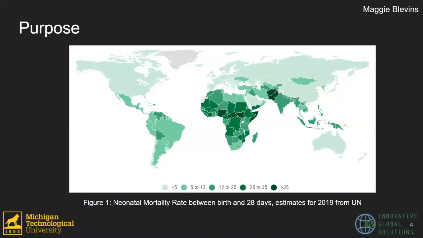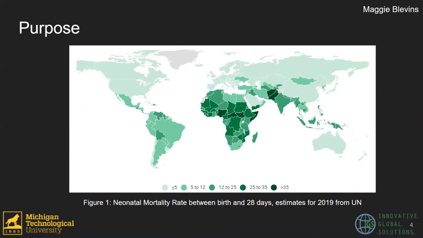In 2019, approximately 2.4 million children died within the first month of life. The highest risk areas of infant mortality are in sub-Saharan Africa, where it is 10 times more likely for an infant to die in the first month than in comparison to a high-income country. Figure 1 shows where the highest neonatal mortality rates occur.